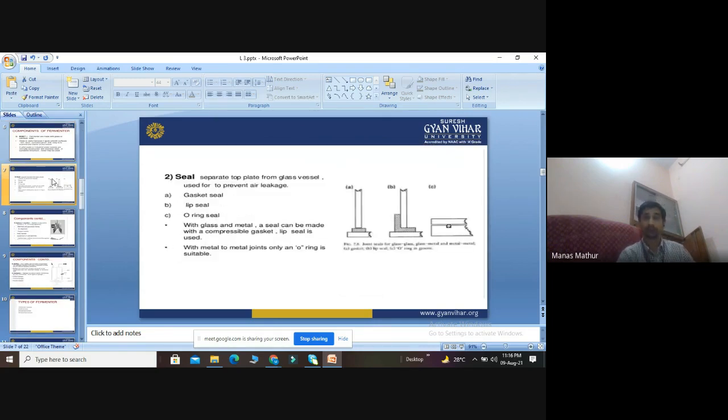Then we use seals to provide aeration and to prevent any leakage. Three types of seals are there. When glass and metal are sealed, we use gasket seal and lip seal. When metal and metal are sealed, we use O-ring seal. The second component was sealing.